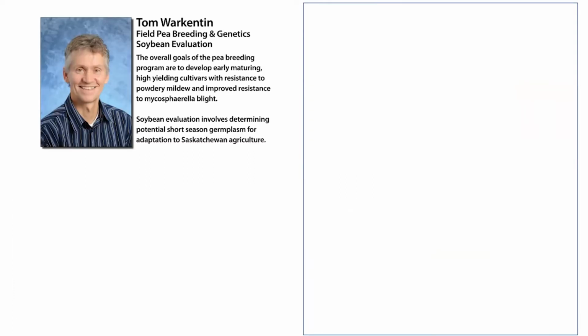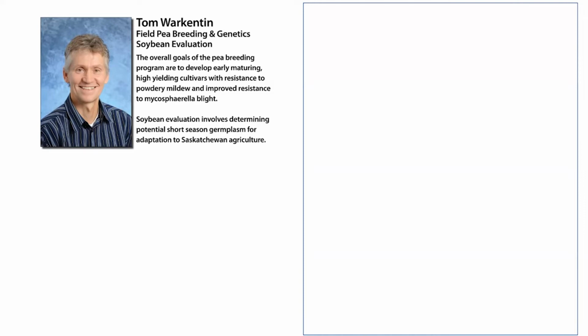And then Dr. Tom Warkentin, mostly working on field pea breeding and genetics for yield and agronomic traits, and recently he has also become involved in some quality work, for example, to produce high protein field peas in different market classes: yellow peas, green peas, dun peas, and some maple peas.